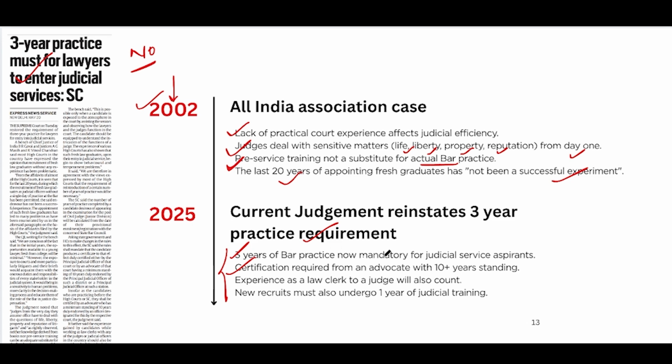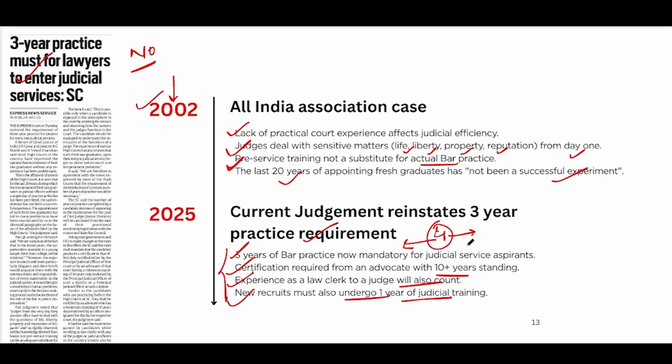The certification required will be from an advocate who himself or herself has at least 10 plus years of standing. Experience as a law clerk to a judge can also count in the 3 years period, and new recruits must also undergo 1 year of judicial training. So in total you can see 4 years: 3 years before you qualify the exam, and then after that 1 year of probation period before you become a judge.